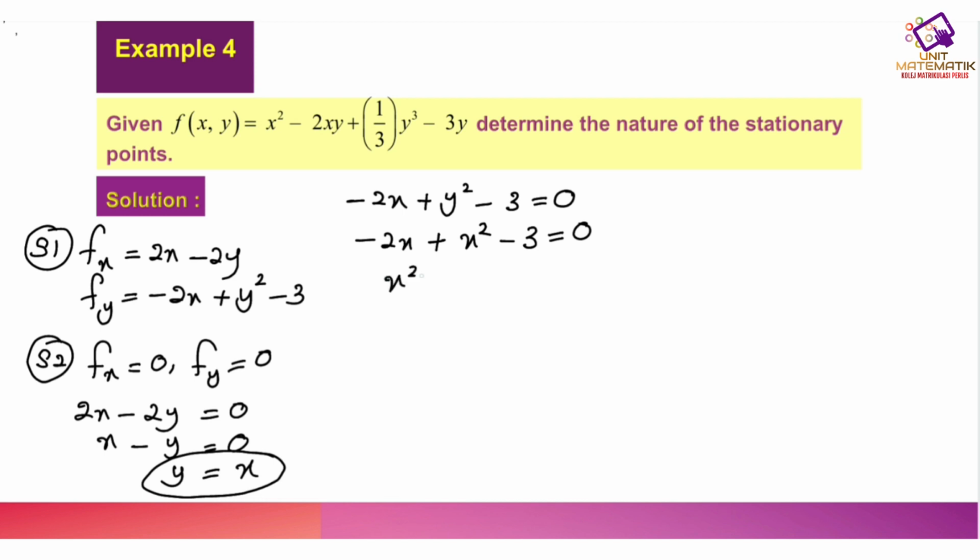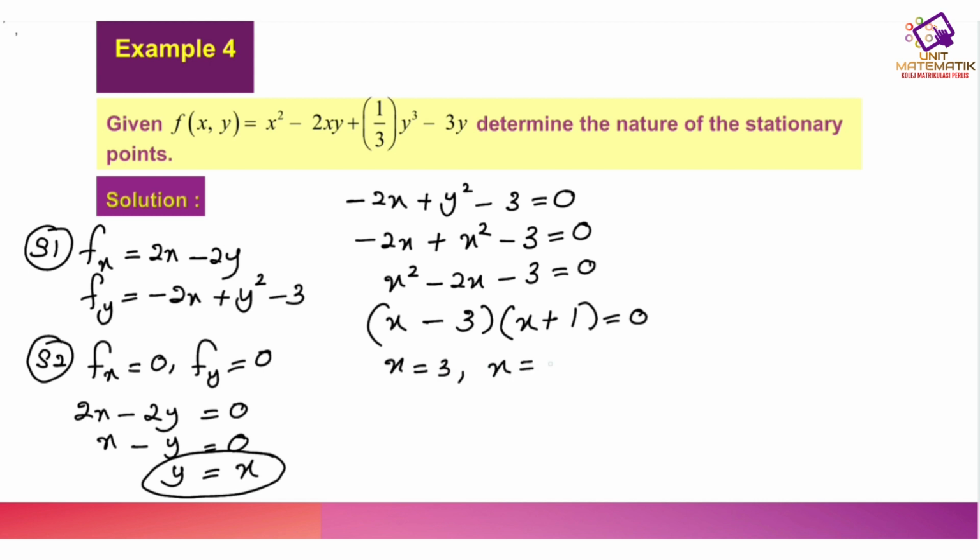In general form, x squared minus 2x minus 3 equal to 0, and we can factorize this quadratic: (x minus 3)(x plus 1). Therefore, x equal to 3 and x equal to negative 1. And we note that y equal to x. Therefore, when x equal to 3, y equal to 3. And when x equal to negative 1, y equal to negative 1.